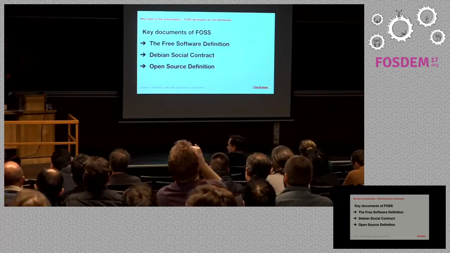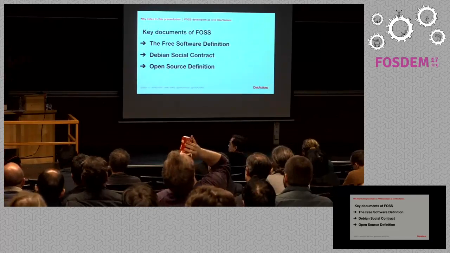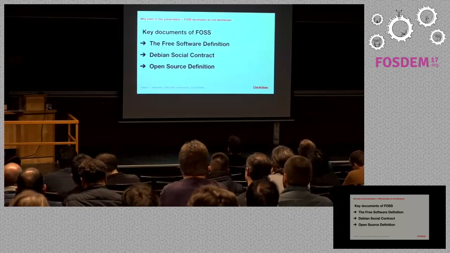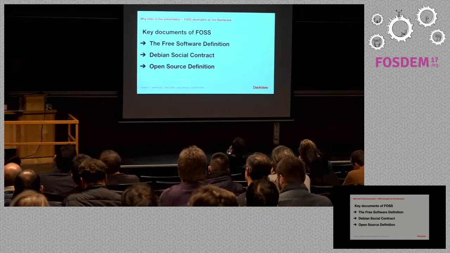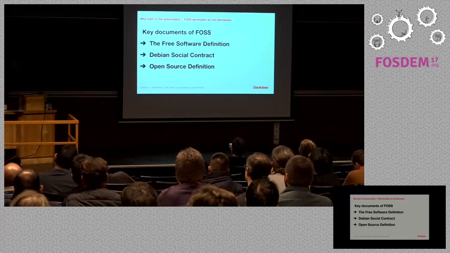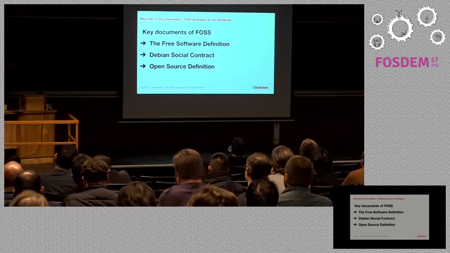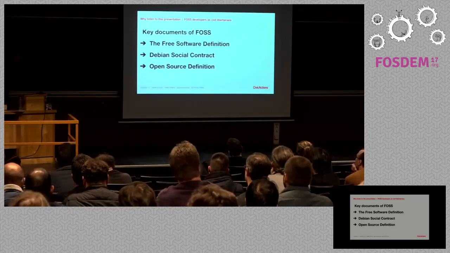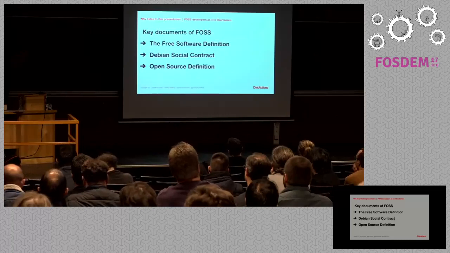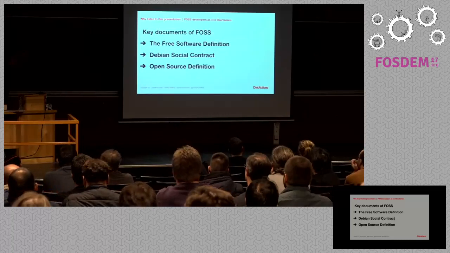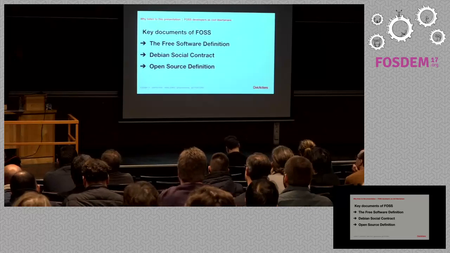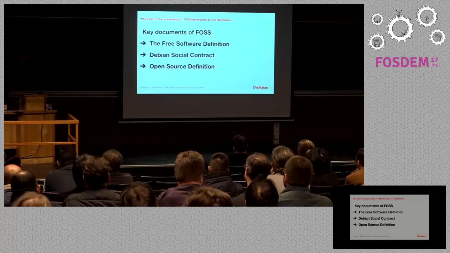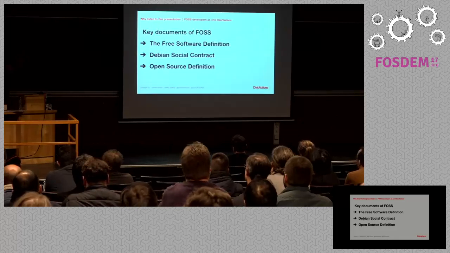I'm going to point to one document in particular with FOSS. These are the three documents that I usually talk about when I'm trying to explain to businesses or clients what it means to be an open source license, or a free software license, or a FOSS license, or whatever you want to call it. They're all related historically. They come from one another. Generally, you're not going to find a license that meets one of the standards, the free software definition, the Debian social contract, or the open source definition, that doesn't meet the other ones.